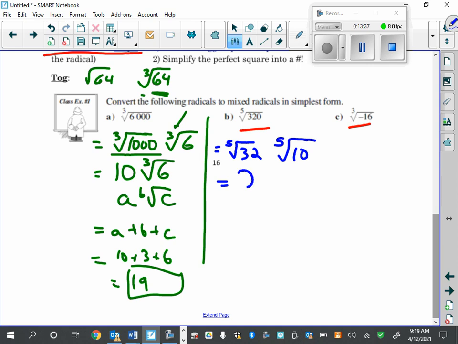2. So this is something we're not going to see very often, but if you do see it, again, you have to know how to do it.